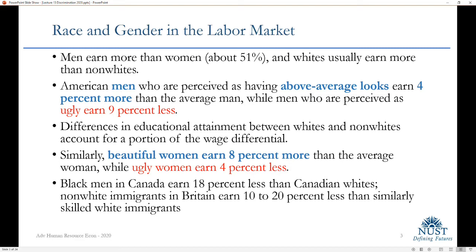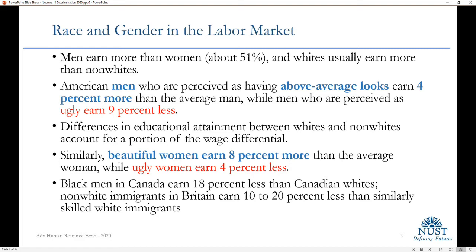Black men in Canada earn 18% less than Canadian whites. So even though Canada is the symbol of equality, and you see many advertisements, and people in Pakistan love Canada for their equality and so on, research is saying something very, very different. Black men in Canada earn 18% less than Canadian whites.